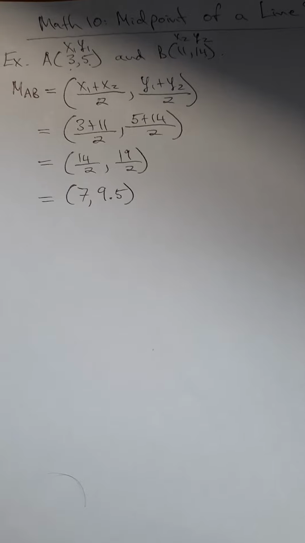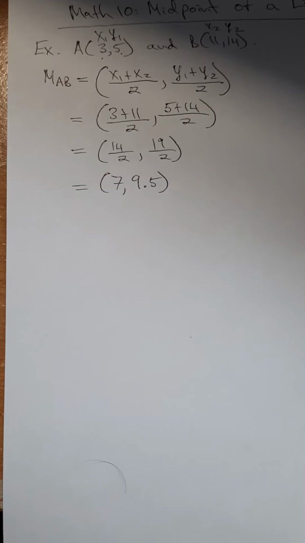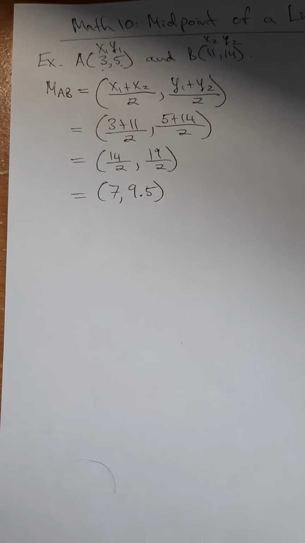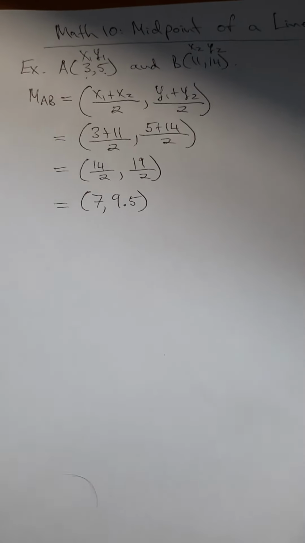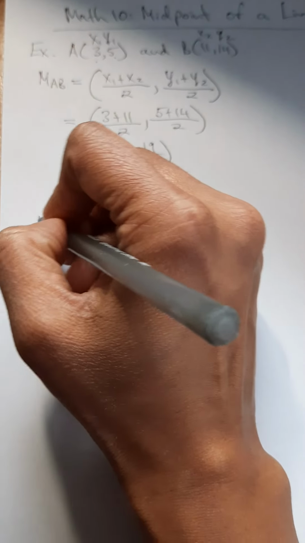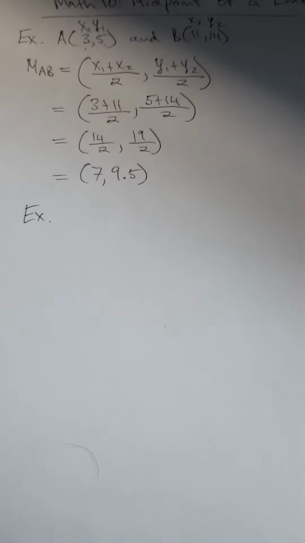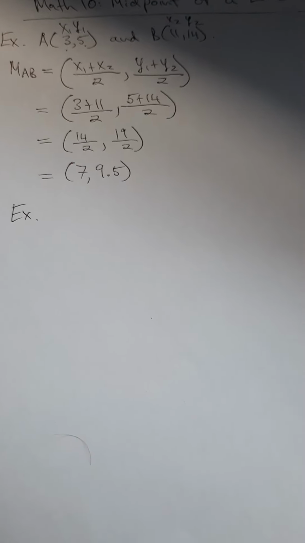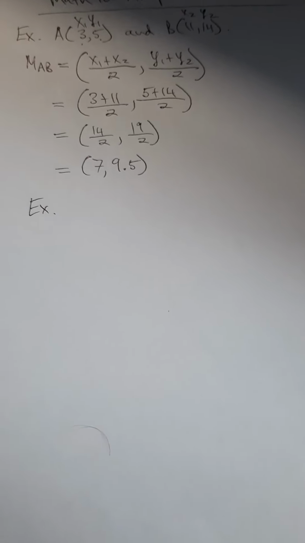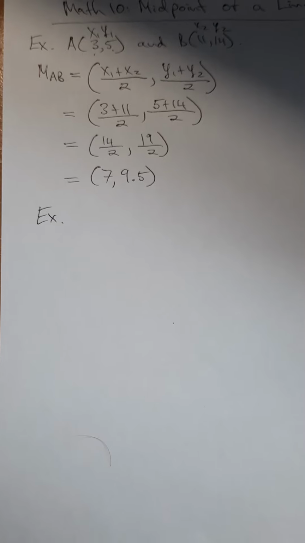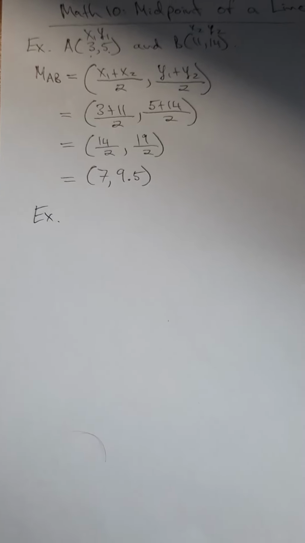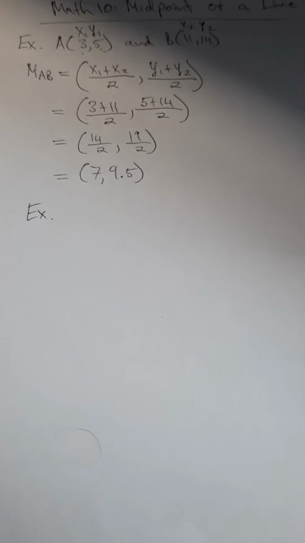Does everyone see how to do that? Okay, so that looks good. Let's go to the next example. For the next example, what we're going to do is the right bisector. This is the line that passes through the midpoint of a line segment and it intersects it at a 90-degree angle. So let's try this example. I'm going to read it out loud.